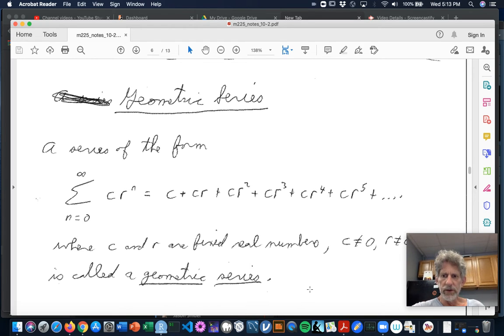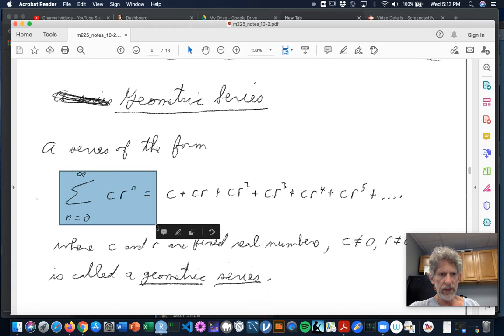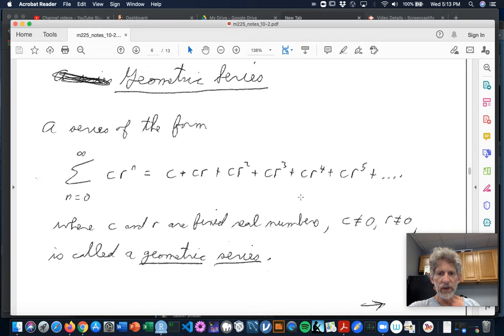This time with geometric series. They're a special type of infinite series that are pretty easy to analyze once you've figured out how they work, and they occur in a lot of applications. So suppose you've got a series of this form: sum n goes from 0 to infinity of c times r to the n, where c is not 0 and where r is not 0. Okay. Such a series is called a geometric series.